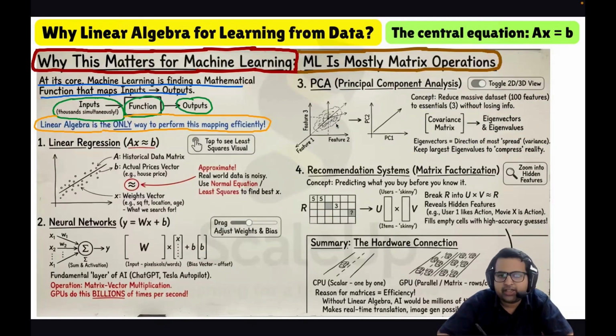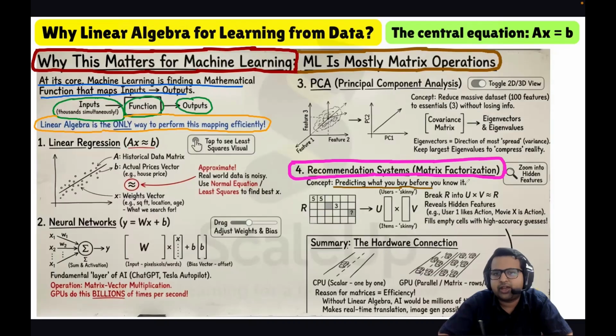Now recommendation systems also make use of matrix operations. Recommendation systems make use of matrix factorization. The concept of a recommendation system is very simple. The idea is predicting what you want to buy before you know you want it. So the recommendation system will recommend that you should buy this.